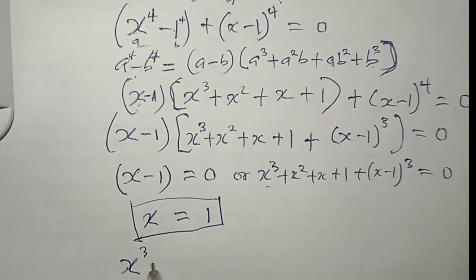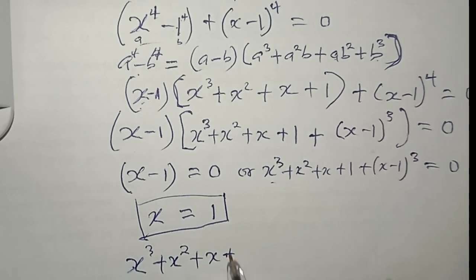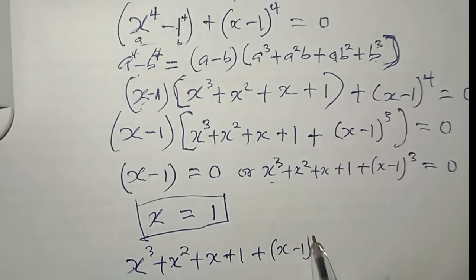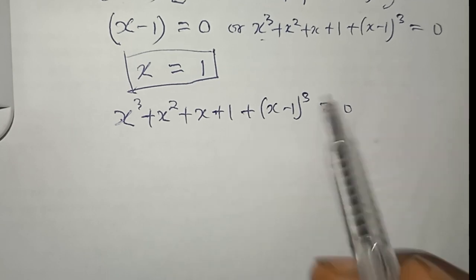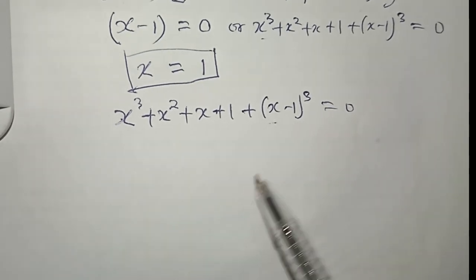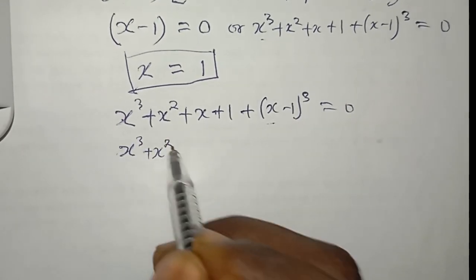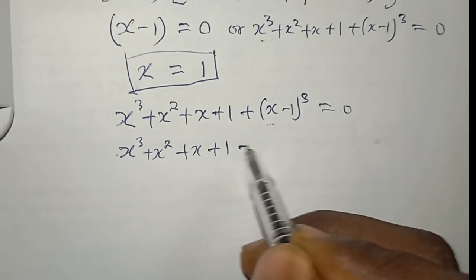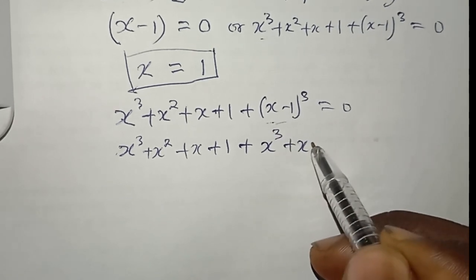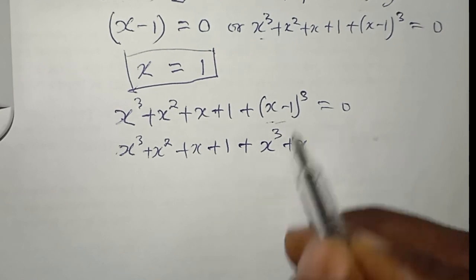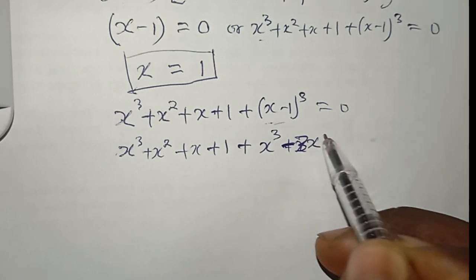So x power 3 plus x power 2 plus x and then plus 1 plus (x minus 1) power 3 is equal to 0. Now what I'm going to do is expand this expression over here, and if I do that, what I'm going to have is x cubed plus x squared plus x and then plus 1 plus, if I expand this, x cubed, minus 3x squared, 3x squared.